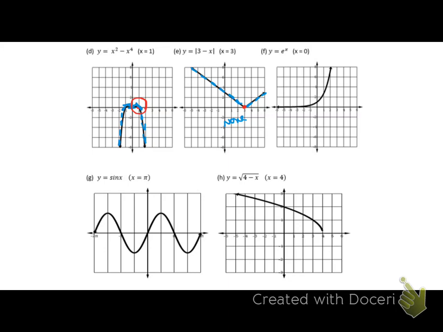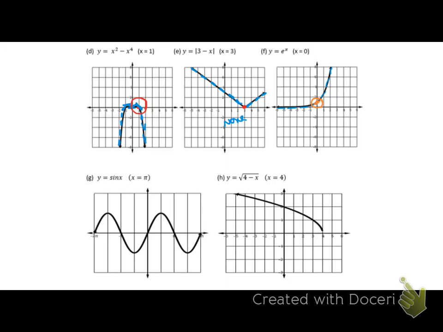For F, we're looking where x equals 0. That would be right here. And so if we follow, and keep going up, this answer would look like that. It'd be a little flat right there.